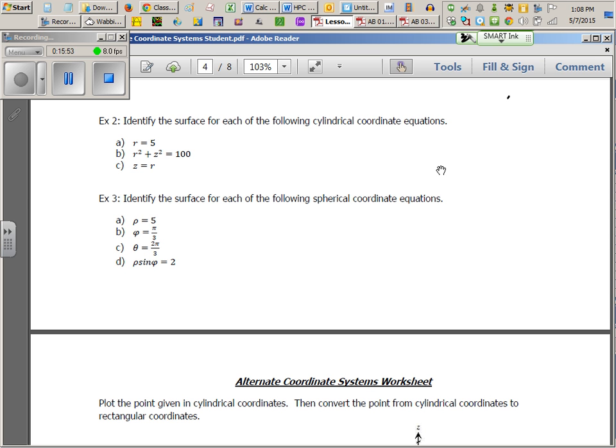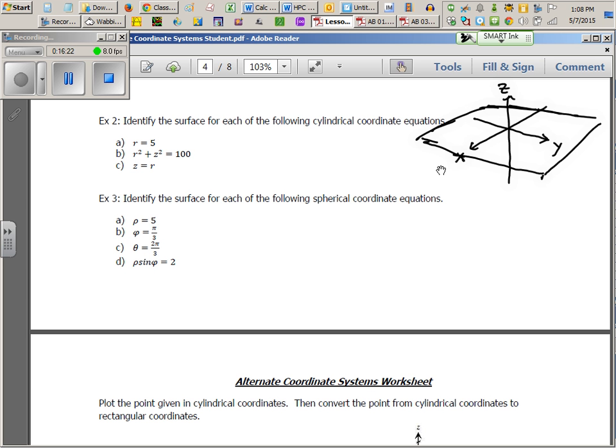Let's see. R equals 5. R is the distance to the z-axis. So let's start down here on the xy plane. You might want to draw this. Let's just stay on the xy plane for now. So if this is on a desk, we'll just stay on the desk for now. What would r equals 5 look like in 2 dimensions? You've done it before. You've graphed r equals 5 before.